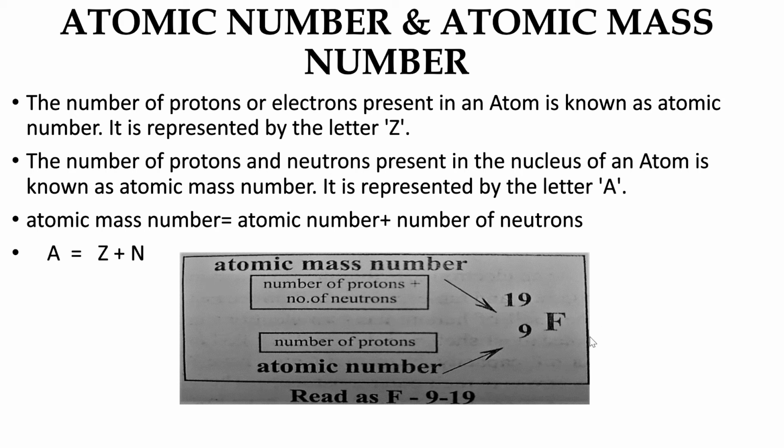If we write the symbol of fluorine, this is how we represent fluorine: F with 9 at the bottom and 19 at the top. We read this as F 9 19, where 9 is the atomic number of fluorine and 19 is the mass number of fluorine.